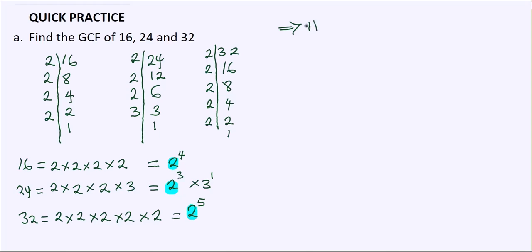Continuing from this point, the HCF or GCF is equal to the least common index. The common base here is 2, right? But what is the least index amongst them? The least among them is 3. So what do we simply do? This becomes 2 multiplied by 2 multiplied by 2, and 2 times 2 is 4, 4 times 2 is 8. So 8 is the GCF of 16, 24, and 32.